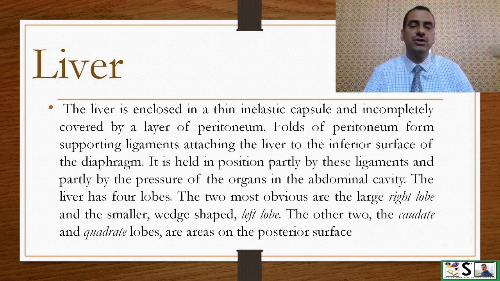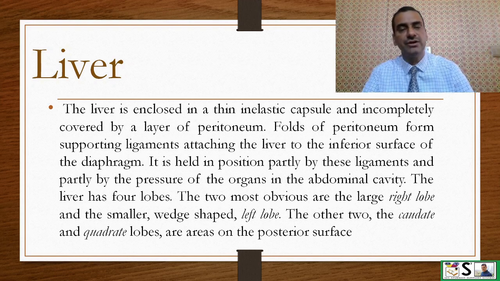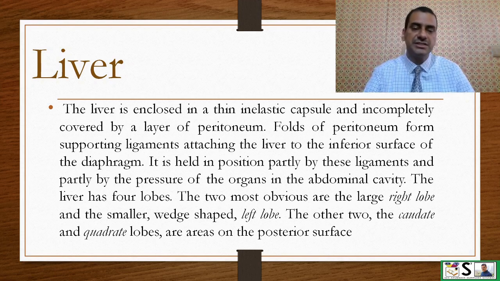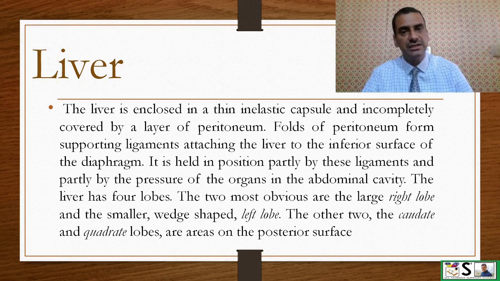The liver is enclosed in a thin inelastic capsule and is completely covered by a layer of peritoneum. Folds of peritoneum form supporting ligaments attaching the liver to the inferior surface of the diaphragm. It is held in place partially by these ligaments and partially by the pressure of organs in the abdominal cavity.